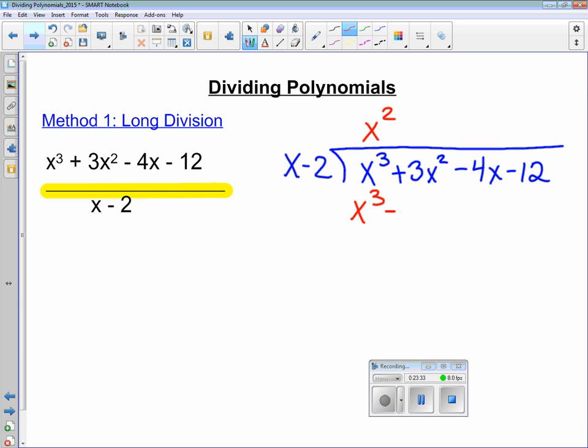Negative 2x squared. I take this number here, and I multiply it times both of them, and I write it underneath. That's all. X squared times x is x to the third. X squared times negative 2 is negative 2x squared. That's all I've done, because you're dividing by both.